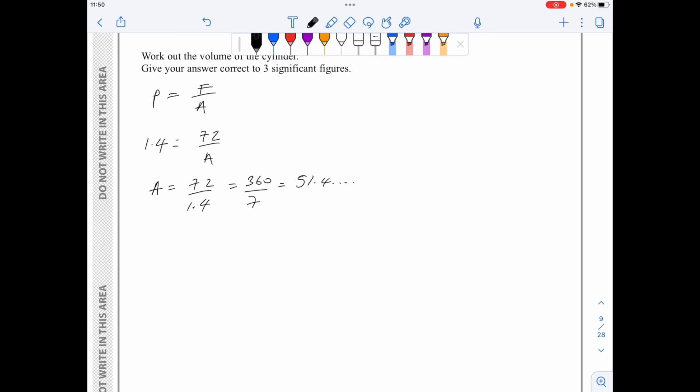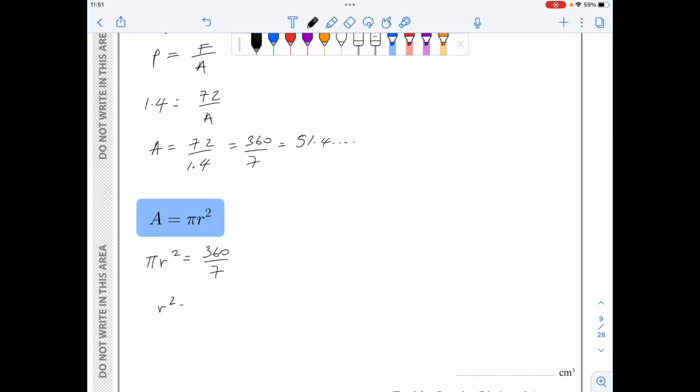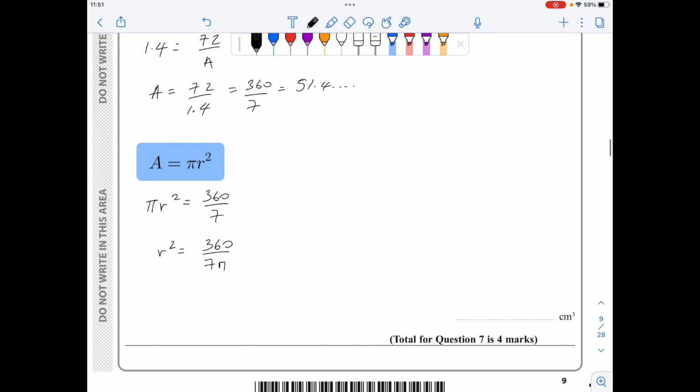Now I will use the area for the circle, which is the following. So pi r squared is equal to 360 over 7. r squared is equal to 360 over 7 pi. So r is equal to the square root of 360 over 7 pi. If you want this as a decimal, that's 4.04, and so on.